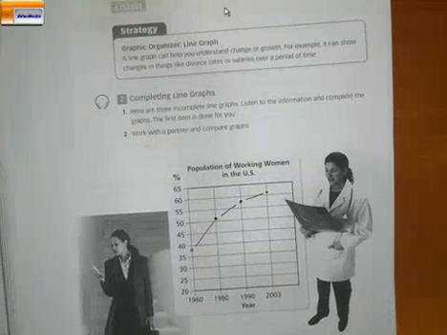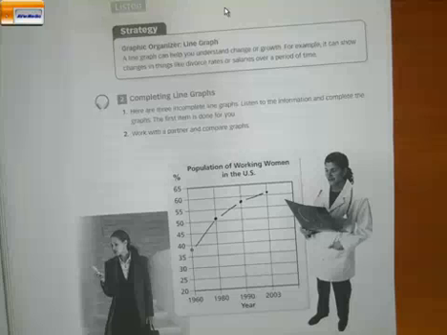Completing the line graphs. Here are the 3 incomplete line graphs. Listen to the information and complete the graphs. The first item is done for you. I've actually done it for you. Please follow along. Graph number 1.